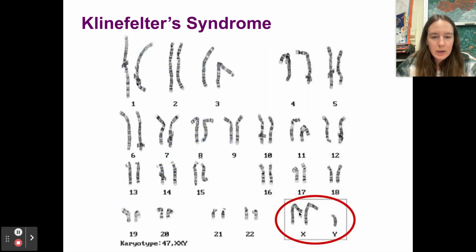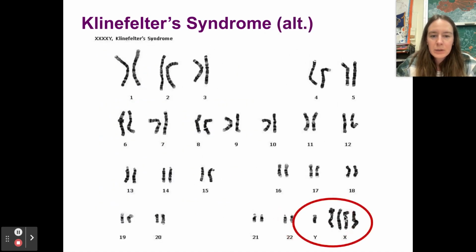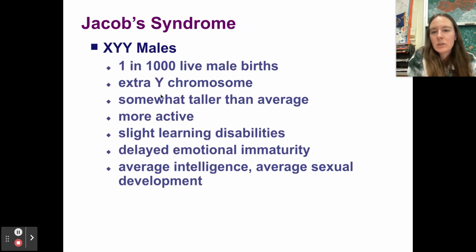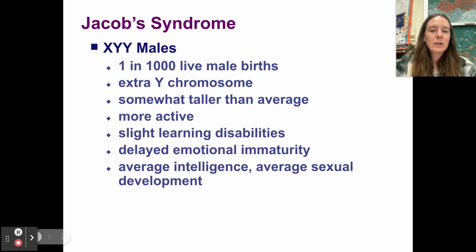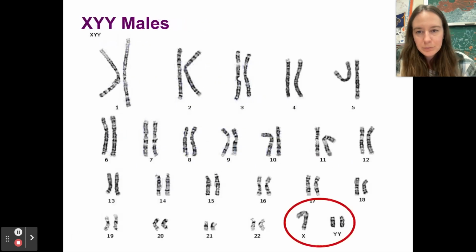So again, you can see XX, two X's, and a Y. Or you can actually have 1, 2, 3, 4 X's and a Y. That could also happen. Jacob syndrome, so X and two Ys, 1 in 1,000 men, an extra Y chromosome. You're a little bit taller than average, and you might be more active. Slight learning disabilities, delayed emotional immaturity, but average intelligence and average sexual development. So this would be a Jacob syndrome male here.